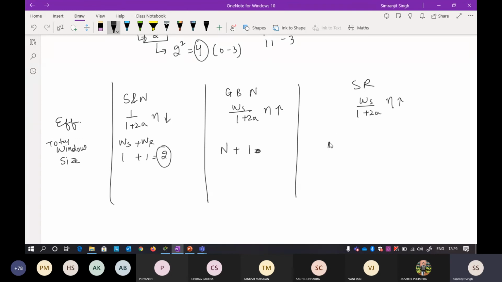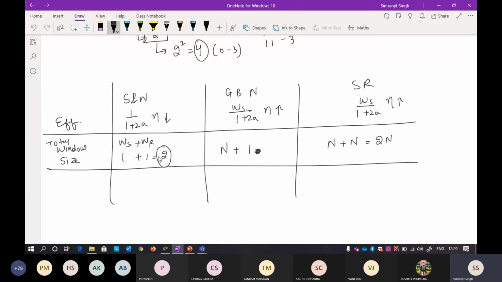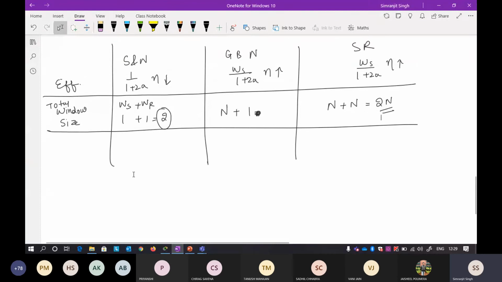In SR, the sender window size is equal to the receiver window size. If the sender window size is n, the receiver window size is also n, so it will be 2n. So SR protocol is taking a lot of storage space, since window size is nothing but a buffer. The least amount of storage is taken by the stop and wait protocol, that is only 2, which is fixed and constant. In GBN it is n plus 1, and in SR it is 2n, which is greater than GBN. So if you are using SR protocol, you have to have more storage space as well.